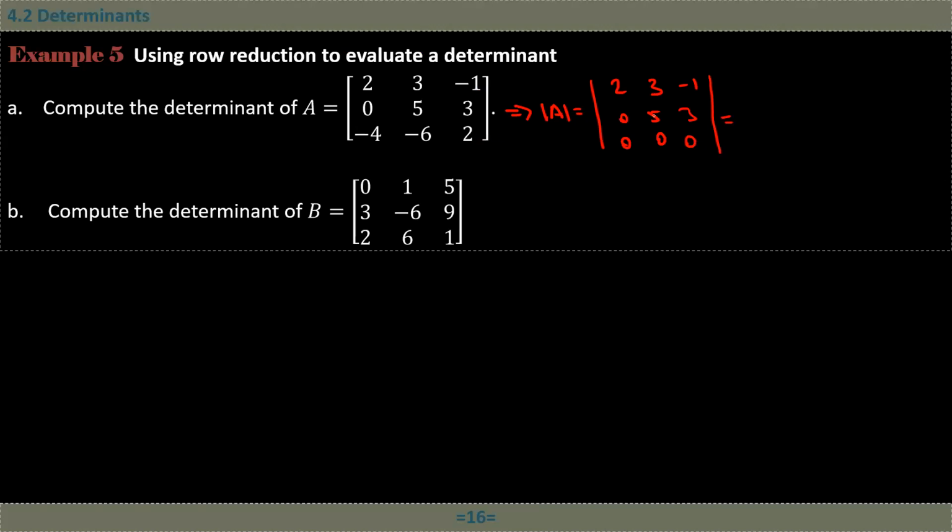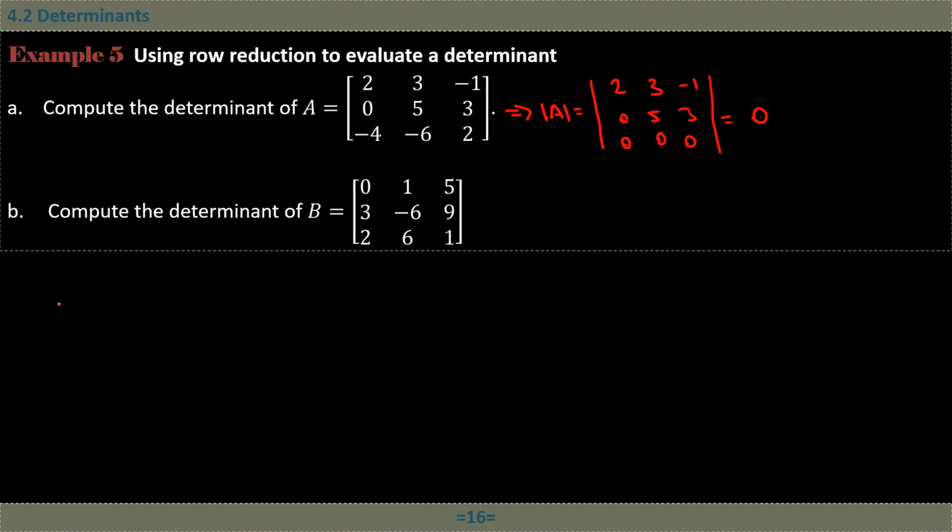Here we have a 0 row, because it multiplied by 2: 0, 0, 0. So we know that using the first property, if any matrix contains a 0 row or 0 column, its determinant is equal to 0. And how about B?